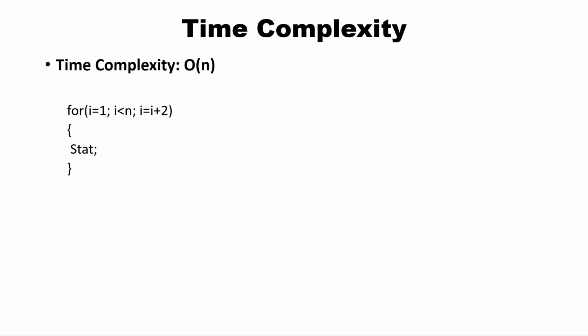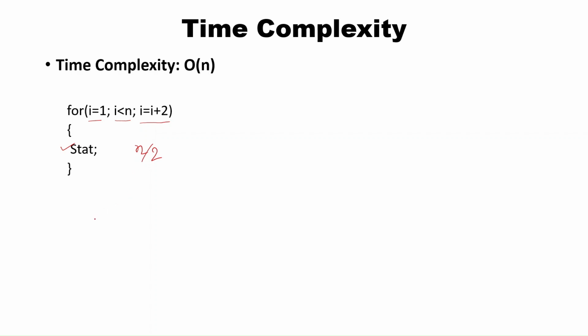Another simple for loop, this one, starting from 1, with the condition I less than n, and I is being incremented by 2. This statement does not execute n times, but half of n times. So it executes n by 2 times.